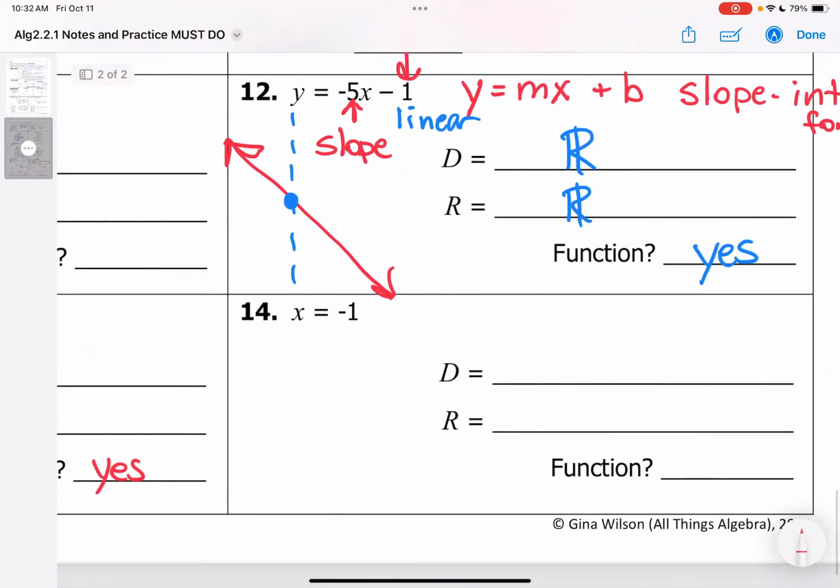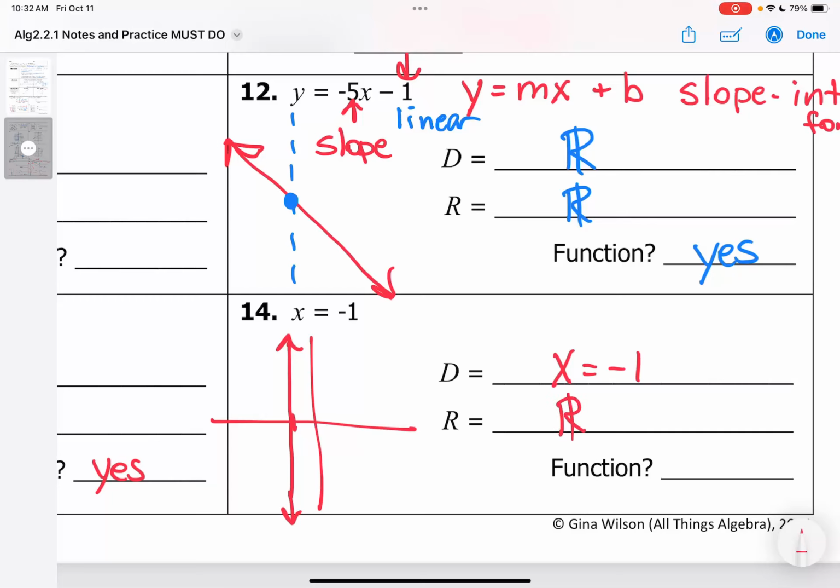Then go ahead and do this one. x equals -1 would be the line that looks like this. So the domain is specifically x equals -1 for the x values. The range, being the y values, is all real numbers. Now, is it a function? Can you put your vertical line there, and does it stop at just one place? It does not. So this is not a function.